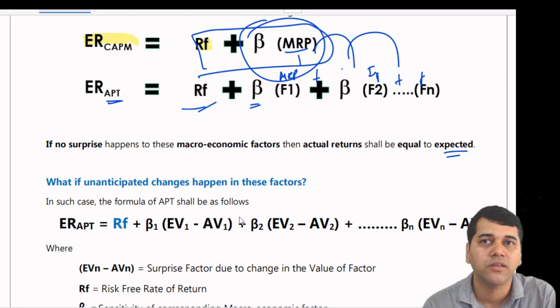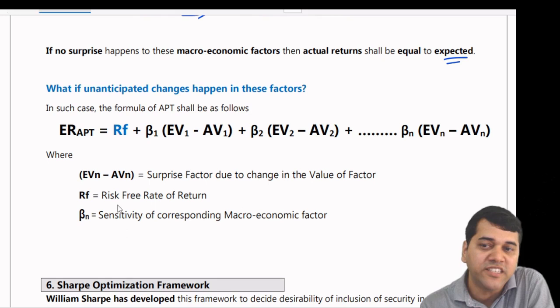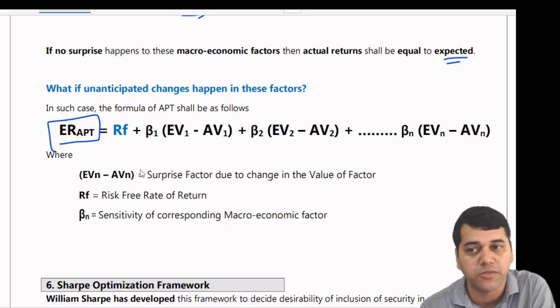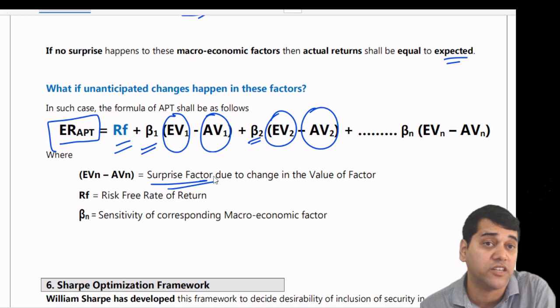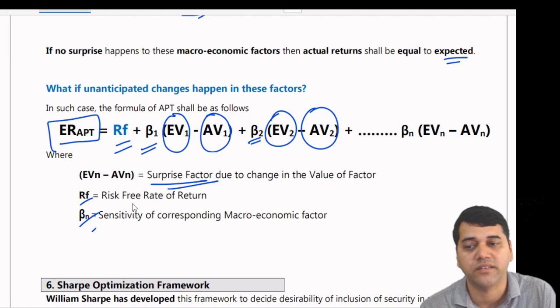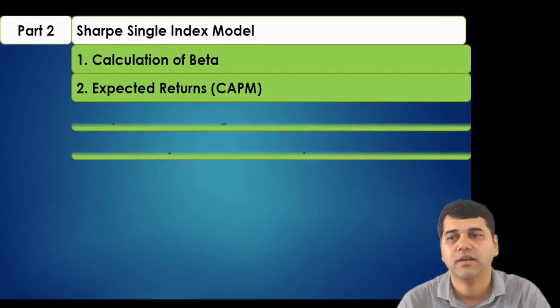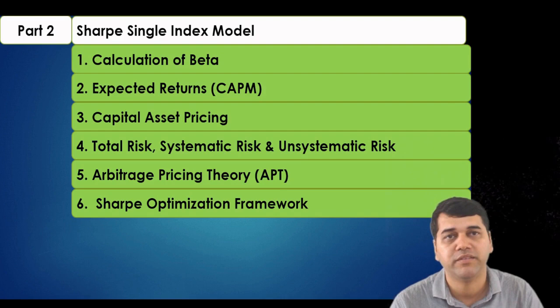That is why, if unanticipated changes happen in the factors, the formula to calculate expected return under arbitrage pricing theory will be RF plus beta 1 into (actual value minus expected value), plus beta 2 into (actual value minus expected value). This is the surprise factor. There is only one question on this particular equation. Study that. The betas are the sensitivity factors. All the aspects except the Sharpe optimization framework. There is only one question on that.